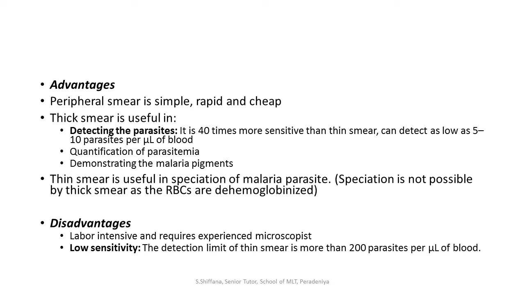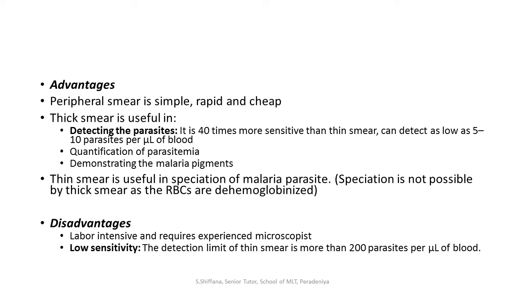Then the advantages of the blood film: its preparation is simple, rapid and cheaper. The uses of the thick blood film: we can detect the parasite, and it is actually 40 times more sensitive than the thin blood smear, and we can quantify the parasitemia. That means we can count the number of parasites, whether the patient is severe or less severe. And here we can demonstrate the malarial pigment for each and every species; the malarial pigment color may be changed.